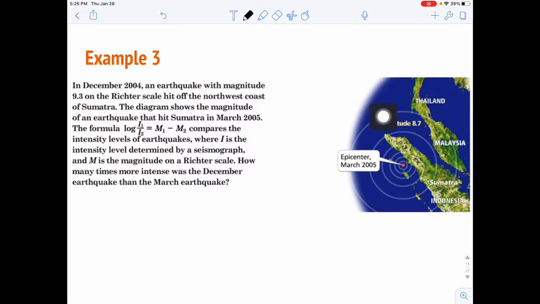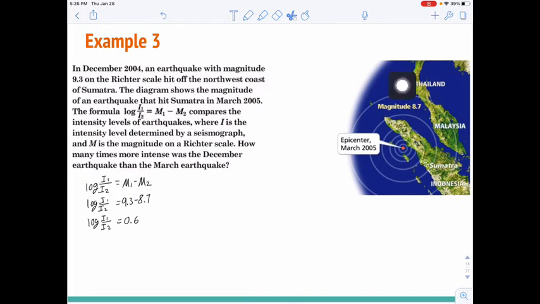Notice over here we have the magnitude of the March 2005 earthquake as 8.7. Using the formula given in the problem, we can plug in the magnitude of the 2004 earthquake, 9.3, and the 2005 earthquake, 8.7, and subtract those two to get 0.6. So the log of I1 divided by I2 equals 0.6.